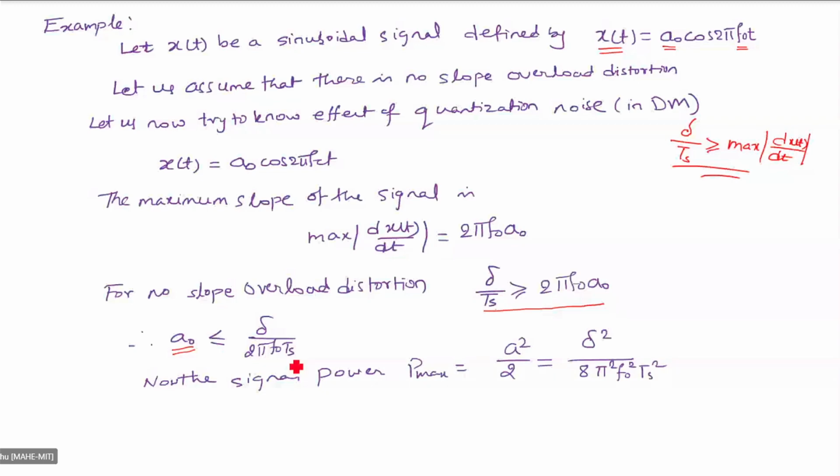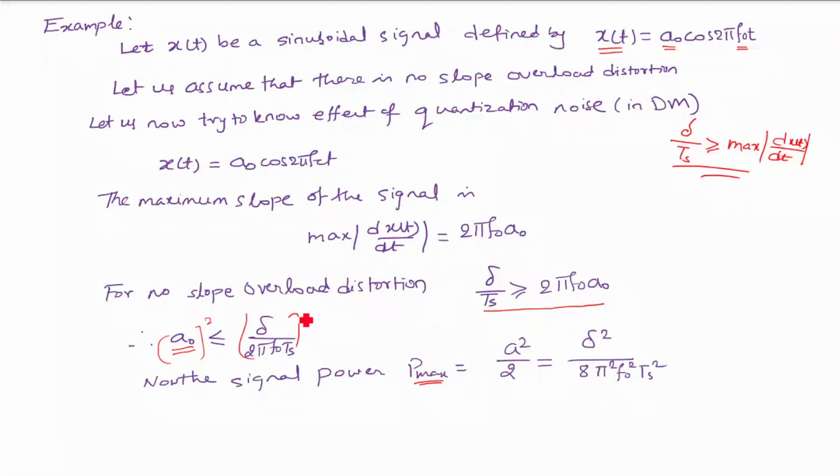Now, if the sinusoidal signal has an amplitude a naught, what is the average signal power? P max is a square by 2, right? So we can say, if the signal is having the maximum power, that is a square by 2, which can be equated to, right? A square is nothing but, I just take a square of this here, right?